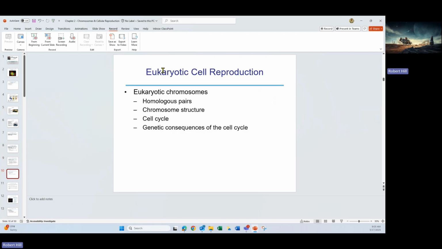All right, eukaryotic cell reproduction, which is what we're going to focus on in this chapter, is highly organized and in a step-by-step fashion. We're going to talk about eukaryotic chromosomes in this chapter, homologous pairs, chromosome structure, and the cell cycle, which is different than mitosis, right? Mitosis is just a component of the cell cycle. And then we're also going to talk about the consequences of the cell cycle.